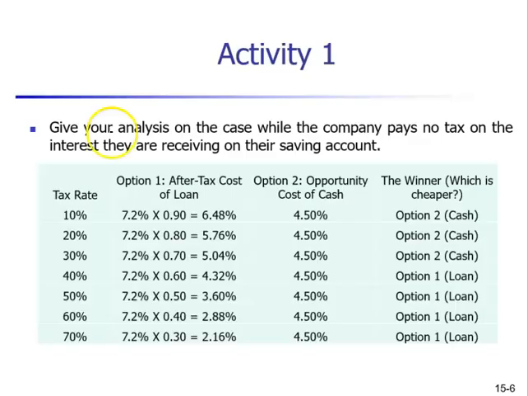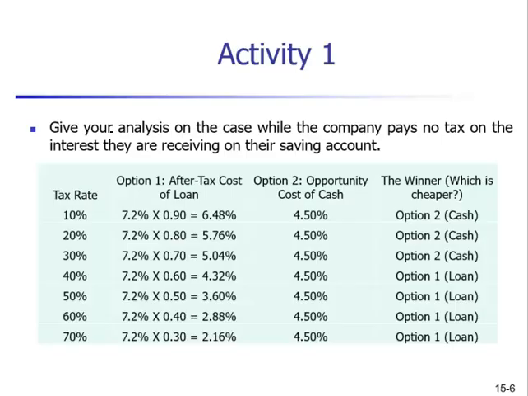Here is a simple analysis. We have all the tax rates here, 10%, 20, 30. And here we have our two options. Option 1, that is loaning, getting the loan, and option 2 was using your own cash, but it comes at a cost that you lose this interest rate.